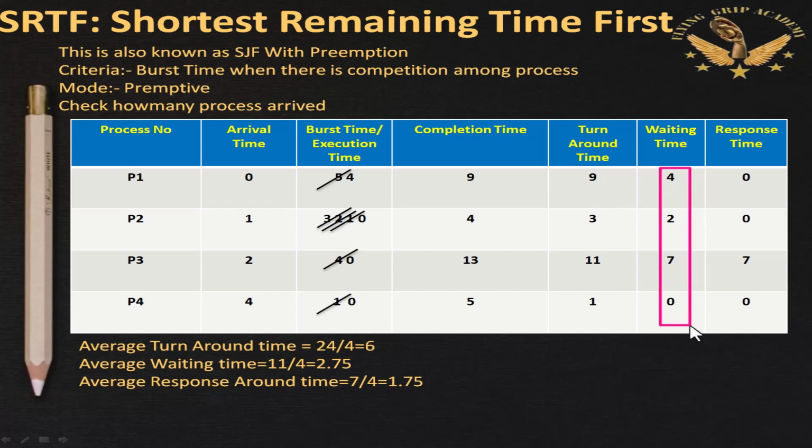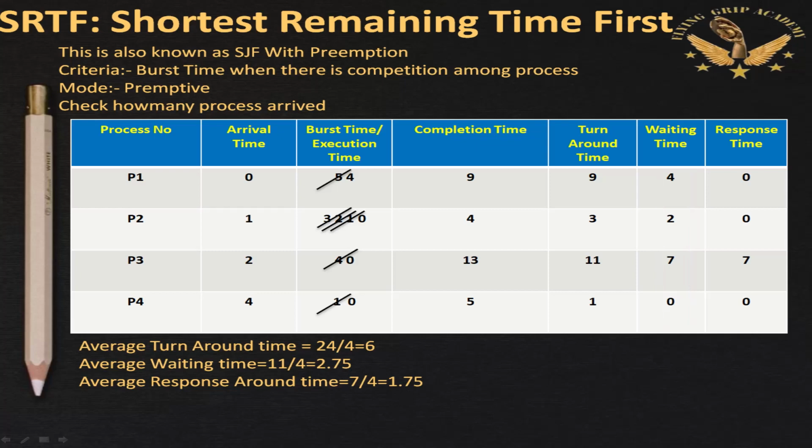So now here we are going to calculate: 9 plus 4 is 11. So 11 divided by 4 is 2.75, 7 divided by 4 is 1.75. Average turnaround time is 24 divided by 6, which will be 6. So we have completed the shortest remaining time first.